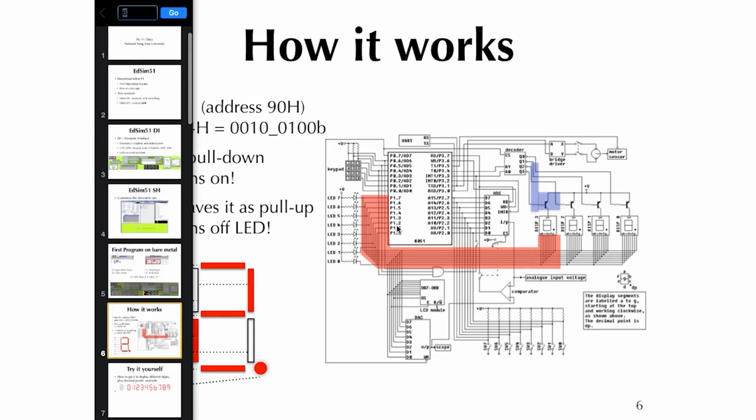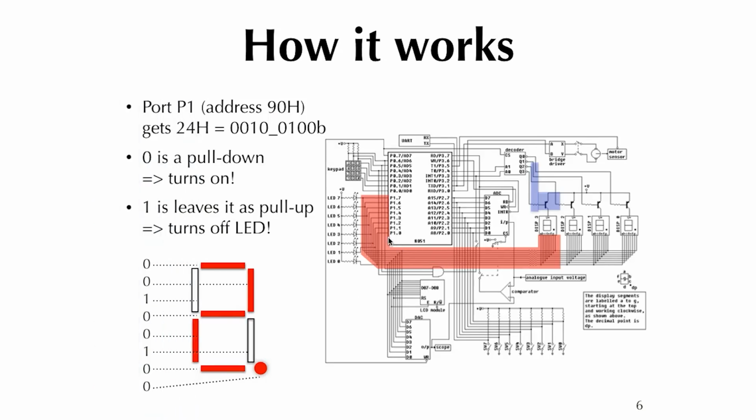So you see the 00100100 binary, okay? But then how are they connected? Well, guess what? These bits or these pins are connected to the 7-segment LED individually. So that allows you to use P1 bits to decide which segment of the LED to turn on and turn off.